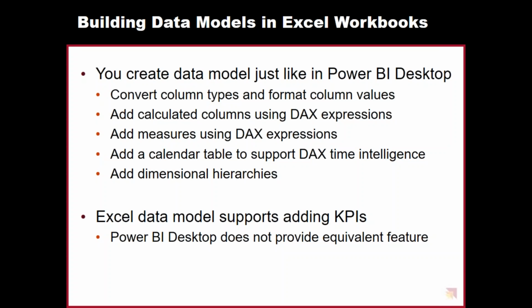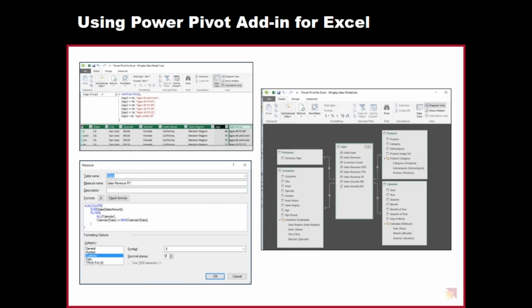Now, one thing I want to point out, and I'm going to show this in the demo, is that in a data model you create in an Excel workbook, you have the ability to add a KPI, or key performance indicator, directly into the data model. The data models that you have inside of Power BI Desktop don't support this. So I want to bring that out and show how we can create KPIs in an Excel workbook and then integrate those into a data model.